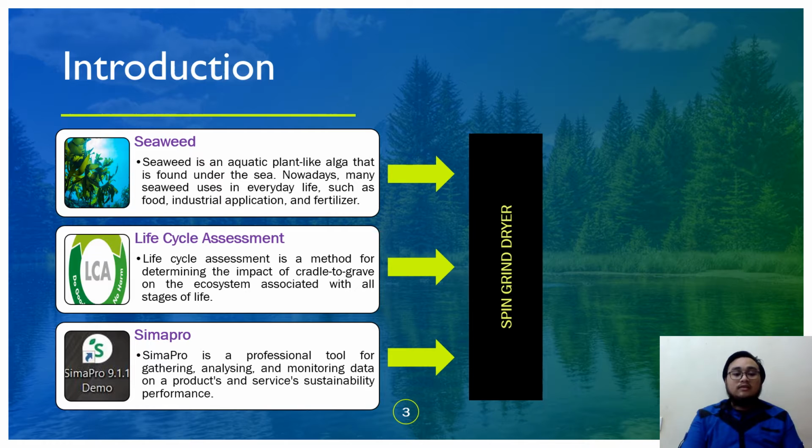For the introduction, seaweed is an aquatic plant like algae that is found under the sea. Nowadays, seaweed is used in everyday life such as food, industrial application, and fertilizer. Next is the life cycle assessment. Life cycle assessment is a method for determining the impact, from cradle to grave, on the ecosystem associated with all stages of life. Lastly is CIMA-Pro. CIMA-Pro is a professional tool for gathering, analysis, and monitoring data on a product's and service's sustainability performance. All these criteria will be used on the conceptual spin grind dryer.